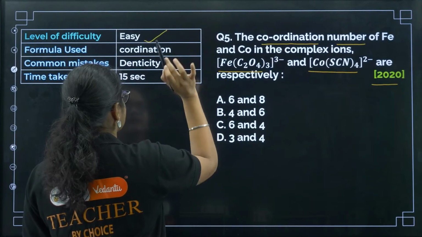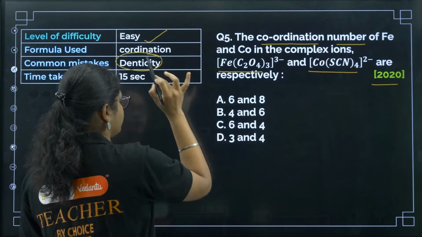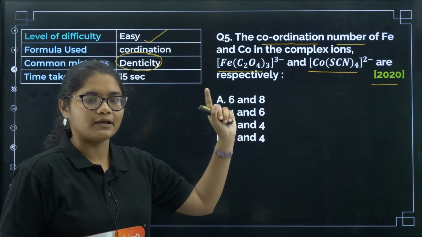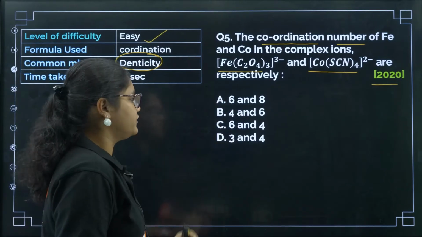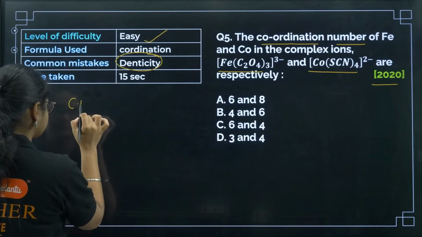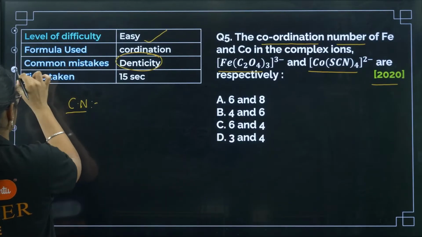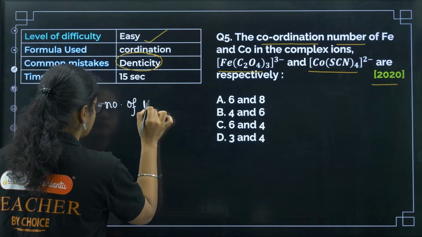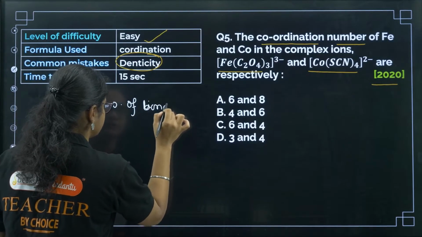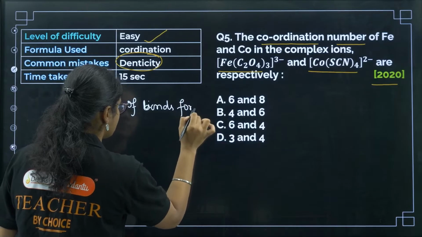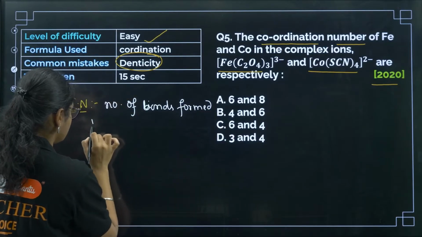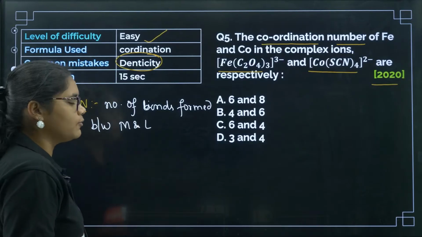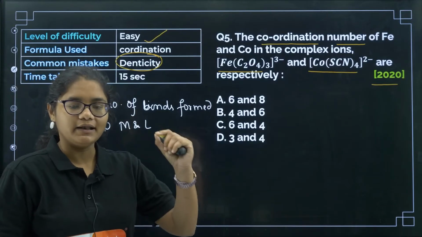It will be a super easy question, provided you know about denticity. If you do not know about denticity, you might make a mistake here. So now you see what is coordination number. How can I explain coordination number? It is the number of bonds formed between the metal and ligand. How many bonds are there between the metal and the ligand?